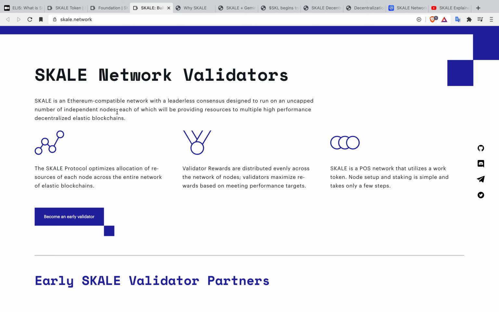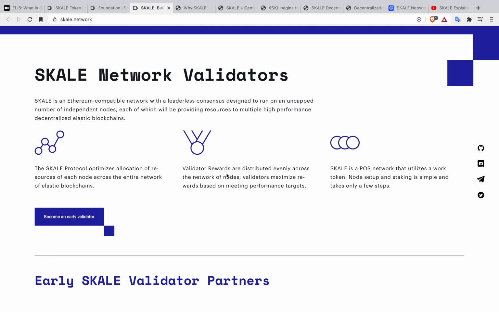Independent nodes is key right there. Each of which will be providing resources to multiple high-performance decentralized elastic blockchains. Decentralized elastic blockchains, guys. This is great. So the SKALE protocol optimizes allocation of resources of each node across the entire network of elastic blockchains.